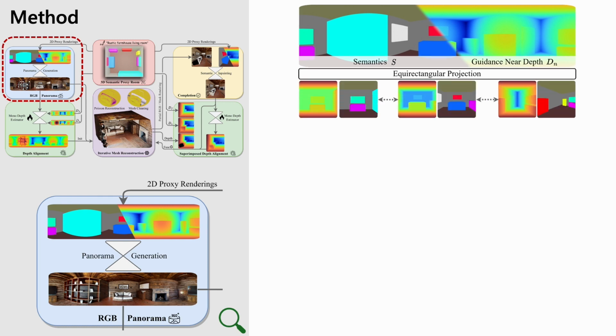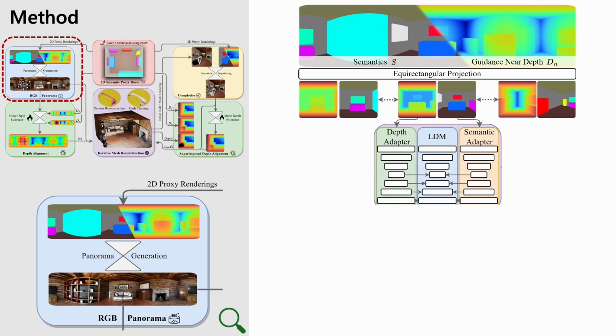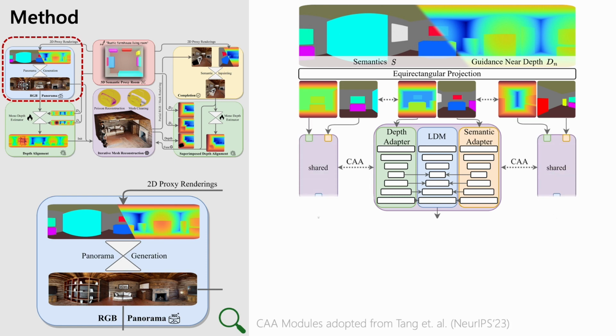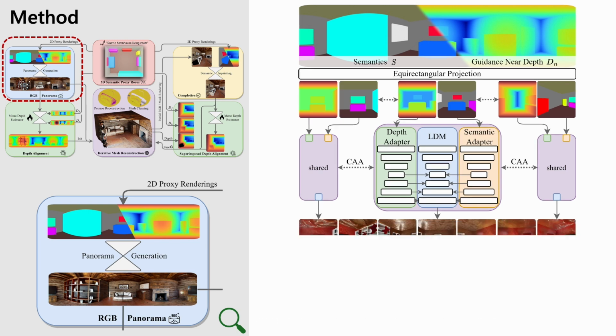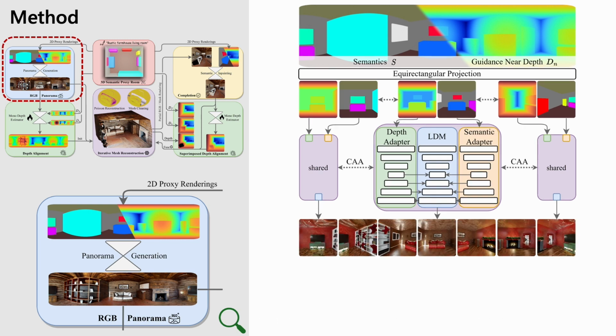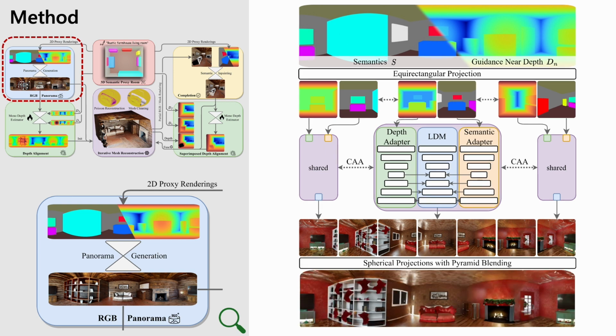We first divide the semantic panorama into 8 views. We then equip a latent diffusion model with 2 adapter models. Firstly, a semantic adapter guides the generation towards the specified room layout, while secondly, the depth adapter conditions the generation on the guidance depth map. Finally, correspondence-aware attention modules using homography correspondences between adjacent frames ensure style consistency between neighboring frames. We employ pyramid blending to create the final panoramic image.